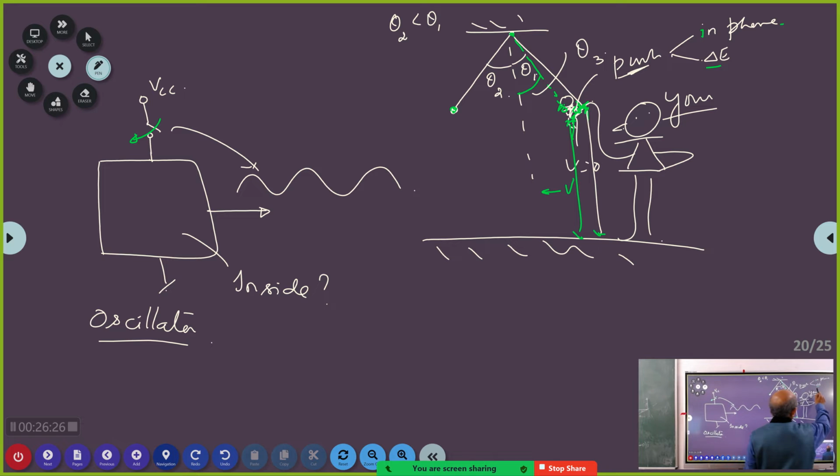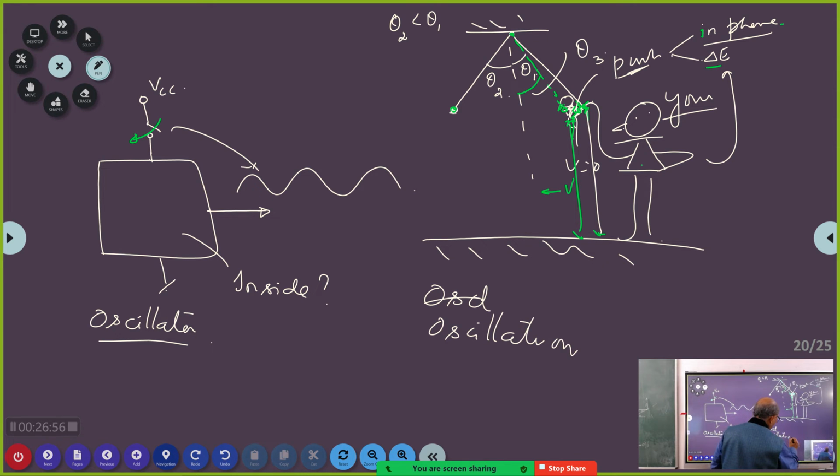So how much energy are you going to give? The energy that is lost. See, this went here and came here. It lost some energy. So you are going to replenish. You are going to give energy to the system. How much energy? Whatever it has lost, and in phase. Then only the oscillations will sustain.